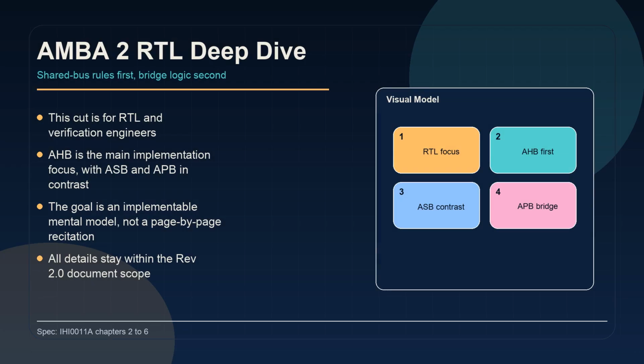Today we're going to be looking at the AMBA 2 Core Specification from the RTL and Verification perspective. This is the RTL and Verification cut for IHI0011A. The center of gravity is AHB because that is where most of the implementation complexity lies, but we will keep ASB and APB visible so the hierarchy remains coherent. The goal is to leave you with an implementable mental model of the buses, responses, and block responsibilities.